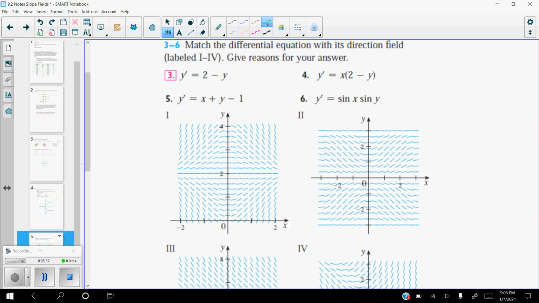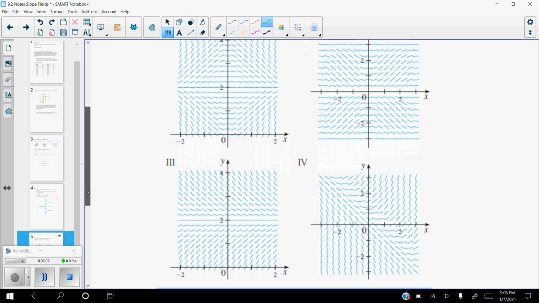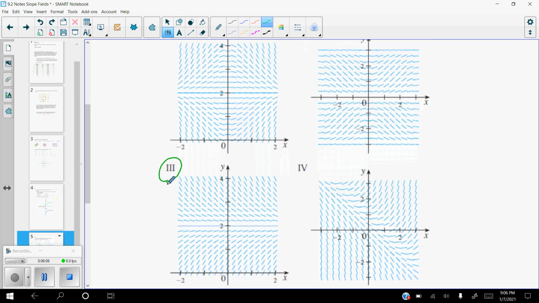We could do number 3, or we could start off with one of the graphs. So let's see, y prime equals 2 minus y. One way to think about that is that my slope is going to be 0 as long as y equals 2. Because if y equals 2, here I plug 2 in for y, I'm going to get a slope of 0. So let's see if there is any place on here where at y equals 2, the slope is always 0. And it looks like number 3 here, because when y equals 2, I always have a slope of 0.